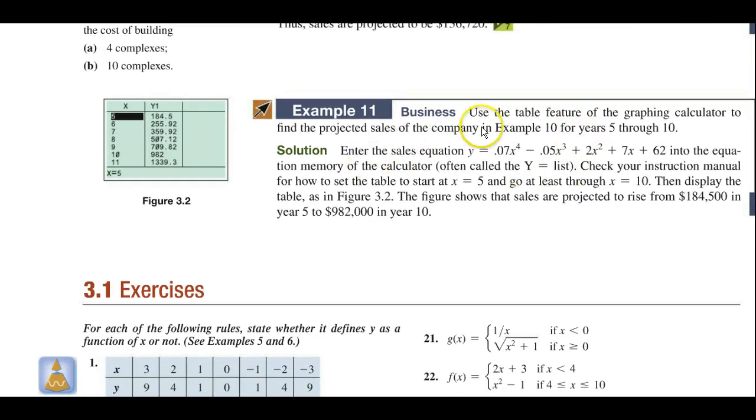Okay, and then here, use the table feature of the graphing calculator to find the projected sales of a company in example 10. Well, again, this would be something esoteric if you're using a graphing calculator. And we're going to say for 5 years. And we end up with this. So the company's doing well, and looks like the sales are increasing. All right, this winds up topic 3.1.